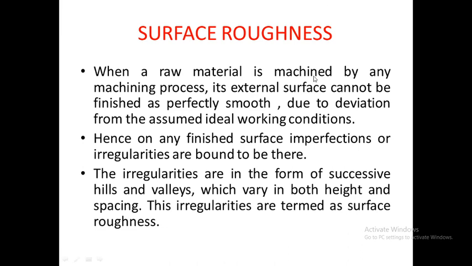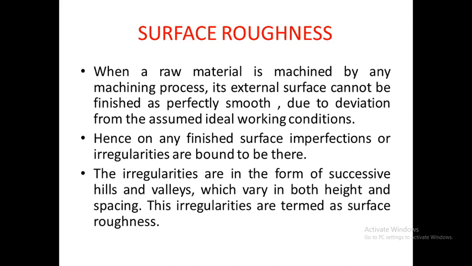When a raw material is machined by any machining process, its external surface cannot be finished perfectly smooth due to deviation from the assumed ideal working condition. So according to this statement, any surface cannot be perfectly smooth, or we can say that the surface will have some kind of roughness, because it is never possible to achieve ideal working conditions. For example, if we are performing some operation on a lathe, then the ideal condition will be that the lathe machine is not vibrating at all. But in actual, it is not possible.